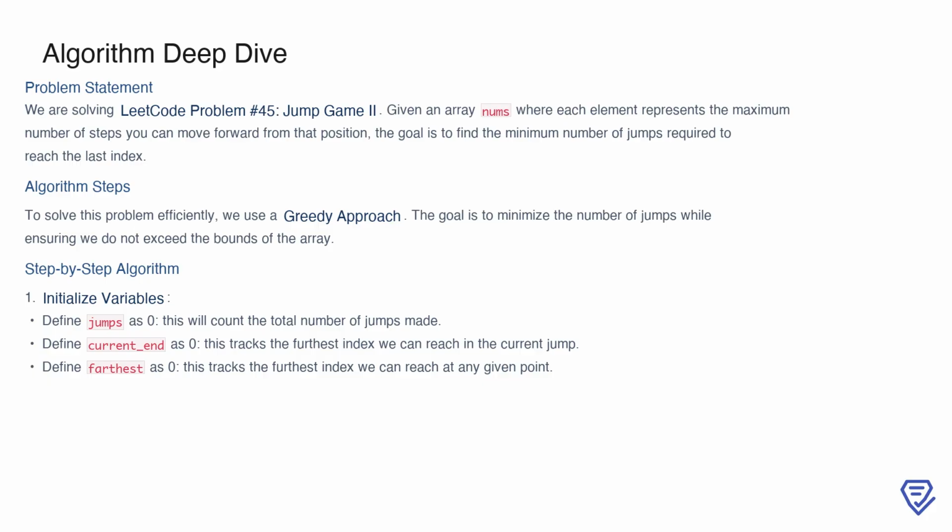The algorithm starts by initializing three variables. First, jumps, which will keep track of the total number of jumps made. Next is current_end, which marks the furthest index we can reach within the current jump. Finally, we have farthest, which keeps track of the maximum index we can reach at any given point in the iteration. These variables will help us manage the jumping process efficiently as we traverse the array.